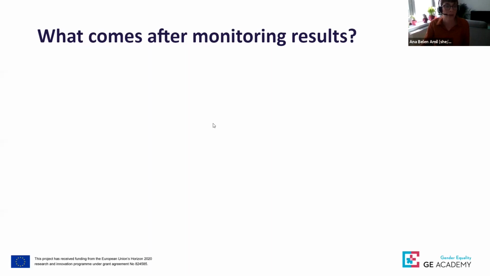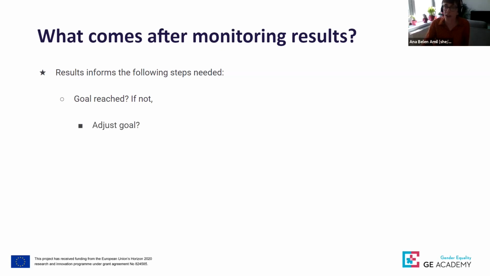So what comes after monitoring results, monitoring indicators? First of all, our results of the monitoring will inform us which are the steps that we need to take next. If the goal is reached, then fantastic. If it's not, shall we adjust the goal? Maybe we realize we've been too ambitious on what we wanted to achieve in terms of numbers, in terms of time frame. Shall we adjust the strategy that we had chosen to implement action?